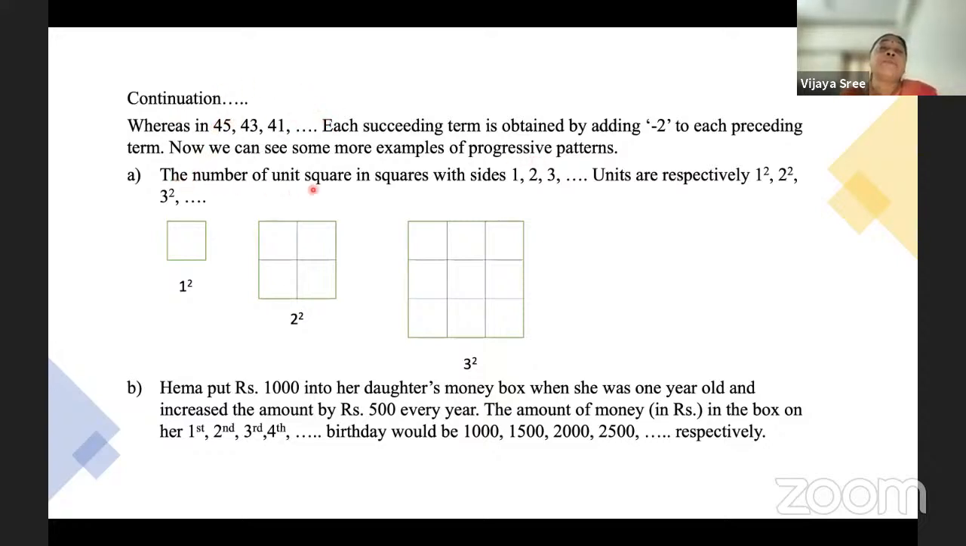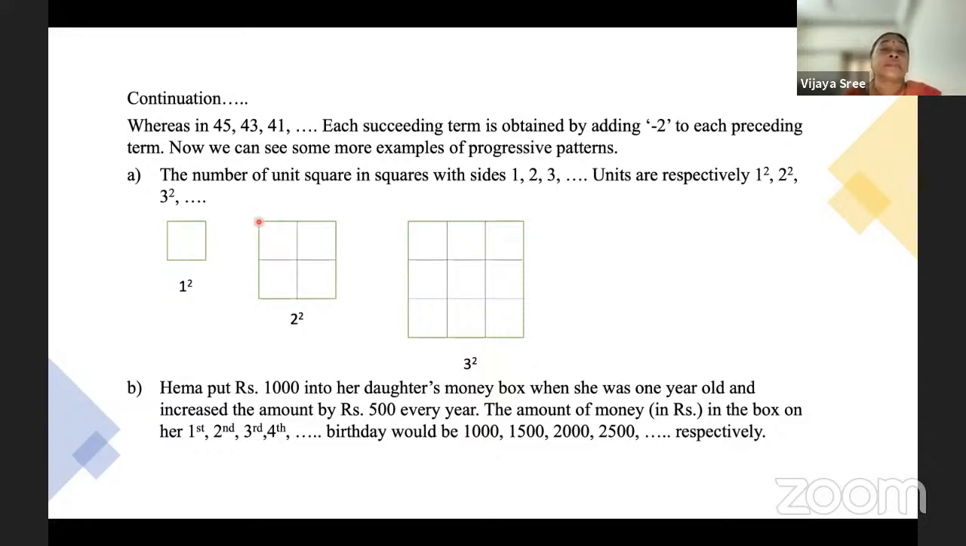Here, the number of unit squares with the sides 1, 2, 3, and so on. Units are respectively 1 square, 2 square, 3 square, and so on. So this is the square. This is the unit square, one unit. This is one unit, this is one unit. So this is the unit square.